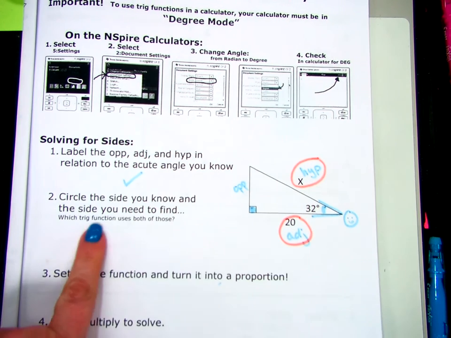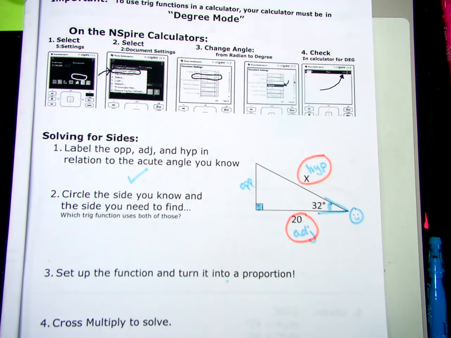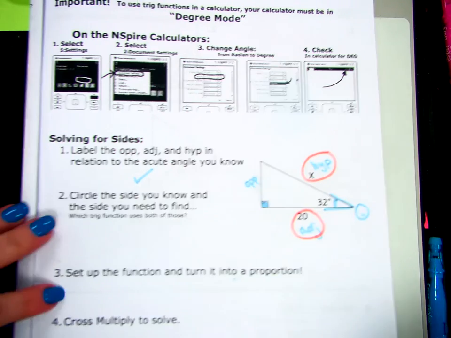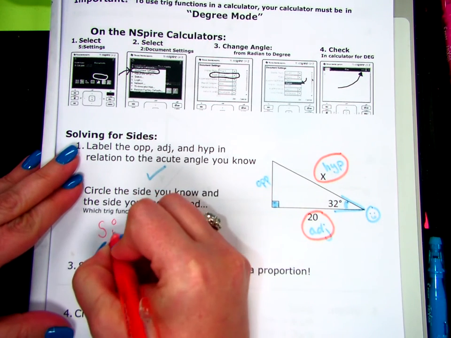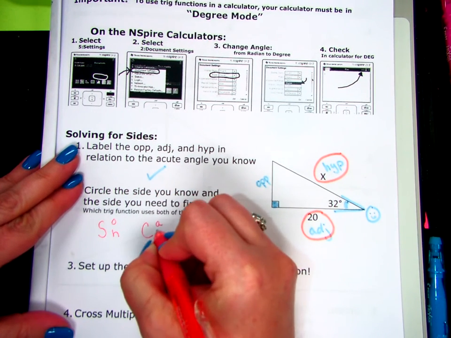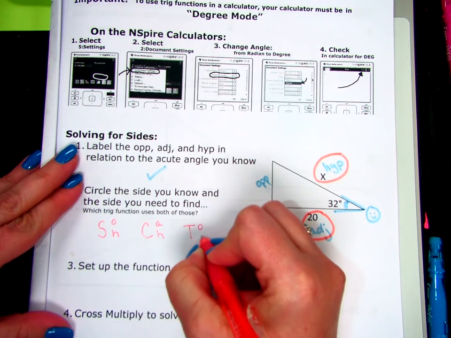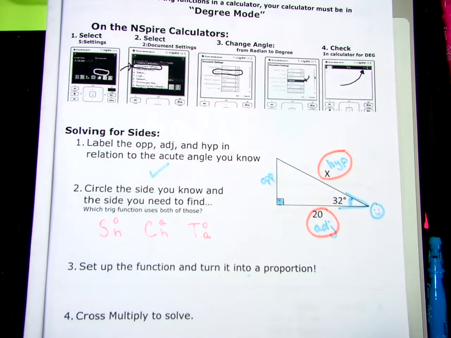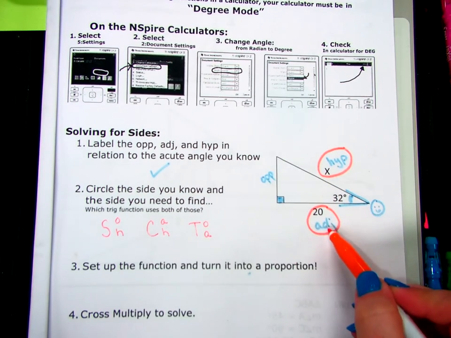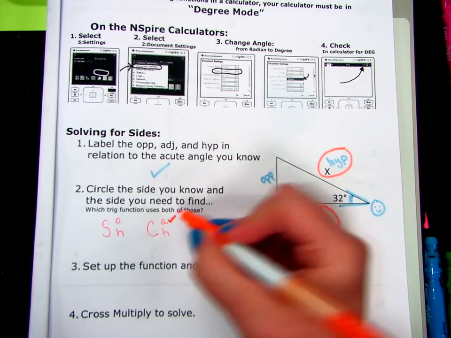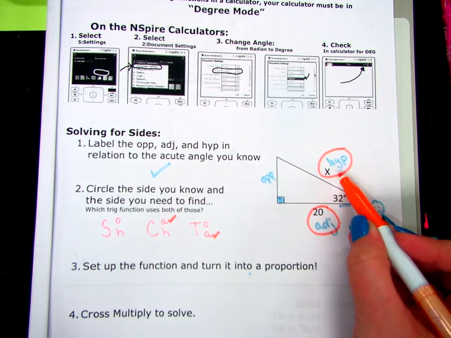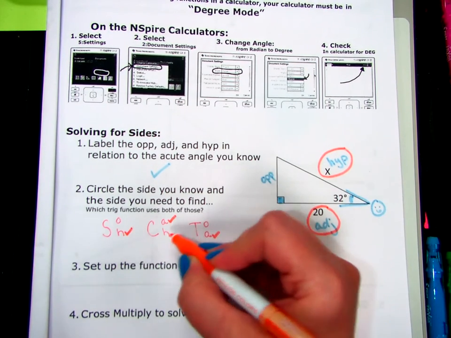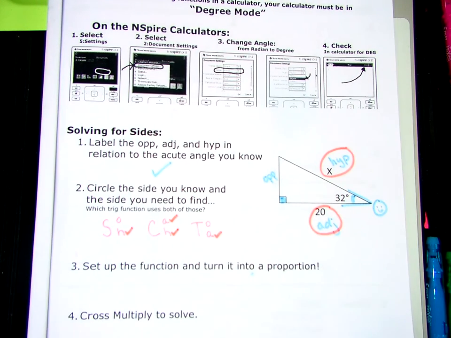Then it asks me which trig function uses both of these. So I'm going to look at my SOHCAHTOA. SOHCAHTOA. And I can see that I circled the adjacent side. So I'm going to put check marks by all the A's for adjacent. And I circled the hypotenuse. So I'm going to put check marks by the hypotenuses. Hypotenusi? I'm not sure how you plural that.